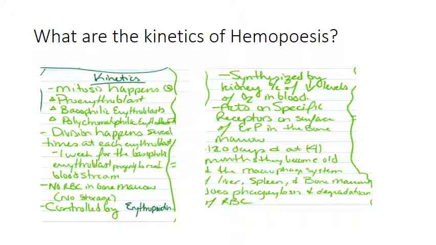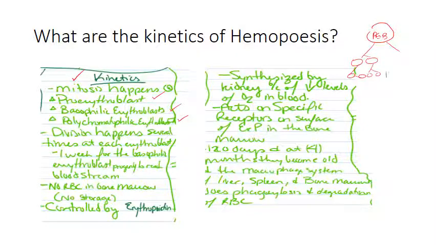So what are the kinetics of hemopoiesis? Well, mitosis happens for the proerythroblast, the basophilic erythroblast, and the polychromatophilic erythroblast. This is riding on the coattails of that other slide we showed with erythropoiesis. Very important that you understand this slide. Division happens several times at each erythroblast. So we have our proerythroblast, and it can divide right here, and then those can divide. We'll just say that's a division. Those can divide, and so on and so forth.